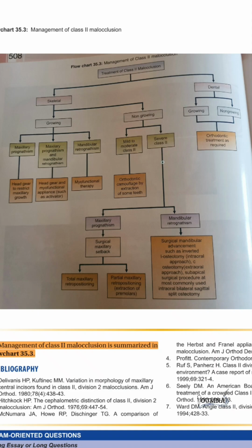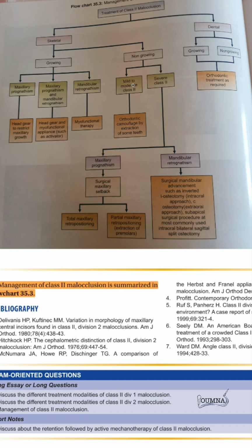If it is skeletal, but we are in the non-growing phase, we will see, do we have a mild or a severe class 2 malocclusion? If it is mild, we tend to use some camouflage orthodontic treatment by extracting some teeth and applying fixed orthodontic forces. If we have a severe class 2 malocclusion, whether it is the maxillary prognathism or mandibular retrognathism, we tend to do surgery.